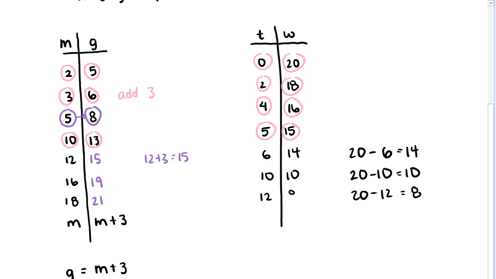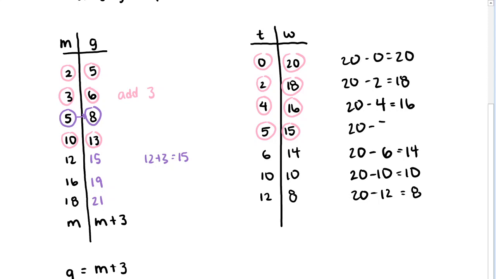And so, in case I didn't make this clear enough, we can showcase this for some of our other examples above. If I take 20 minus our t value, 20 minus 4, we get 16. If we take 20 minus 2, we get 18. 20 minus 0 is 20. If we take 20 minus our t value, 5, we get our w value, 15.